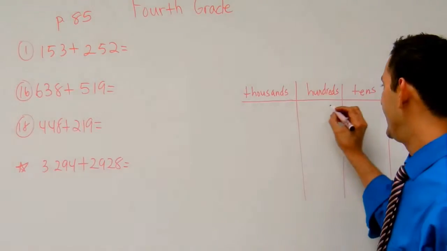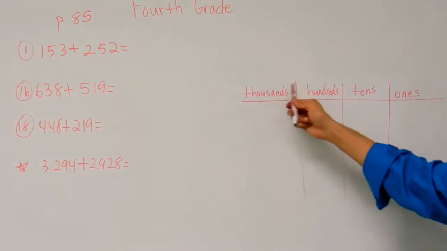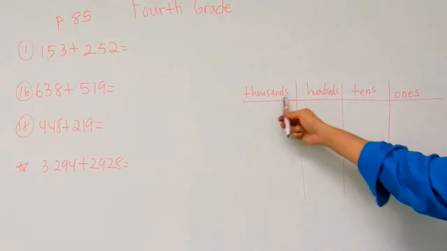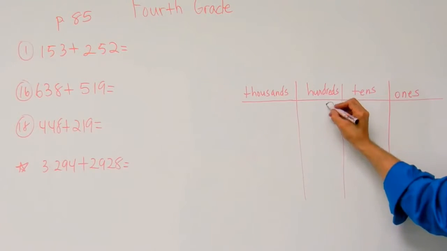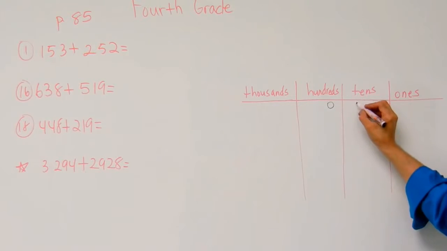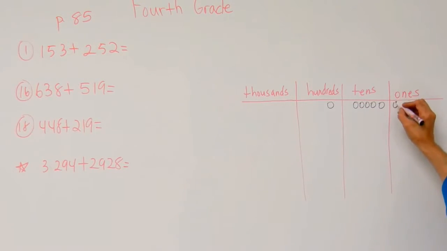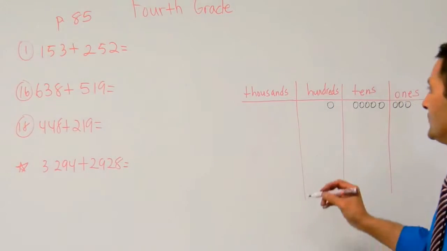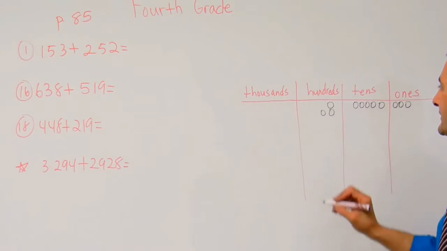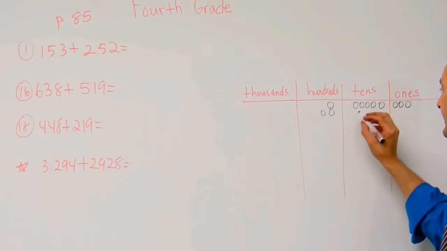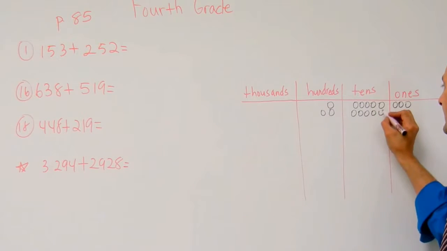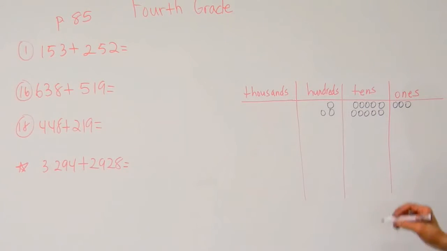So I've got a little chart here: thousands, hundreds, tens, and ones, or ones, tens, hundreds, thousands. So I have 1 in the hundreds place, 5 in the tens place, and 3 in the ones place. Now I'm going to add 252. So I've got 2 in the hundreds place, 5 in the tens place, and 2 more in the ones place. So what we're going to do now is go ahead and add, okay?